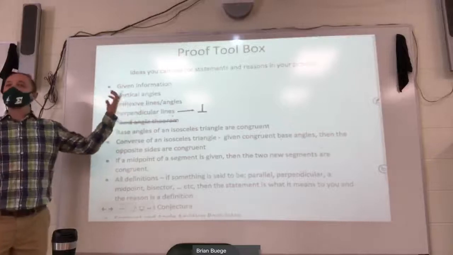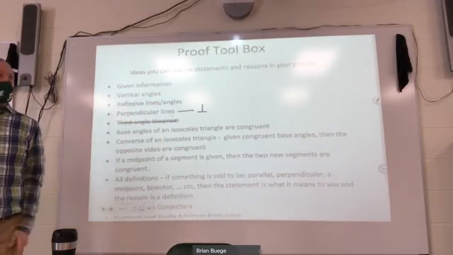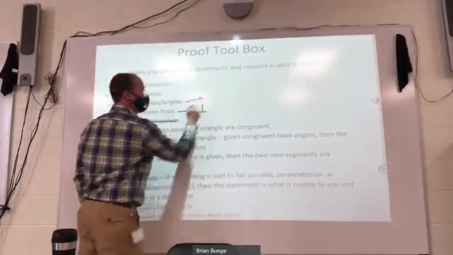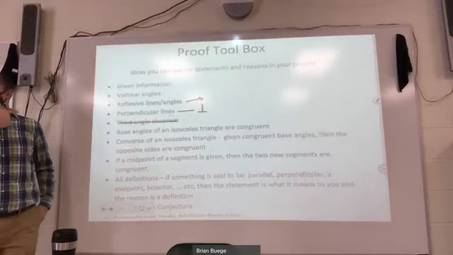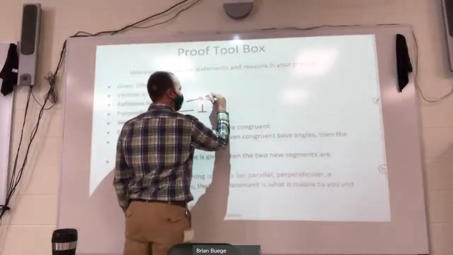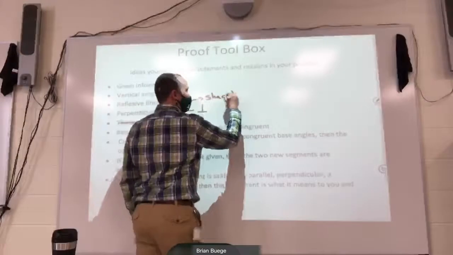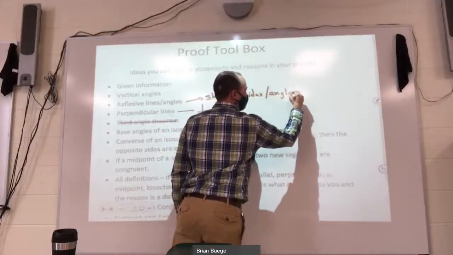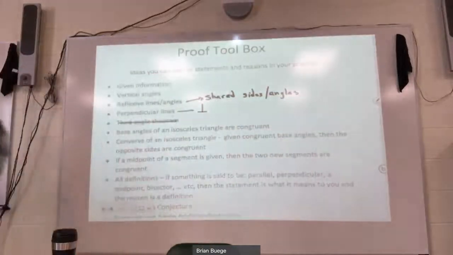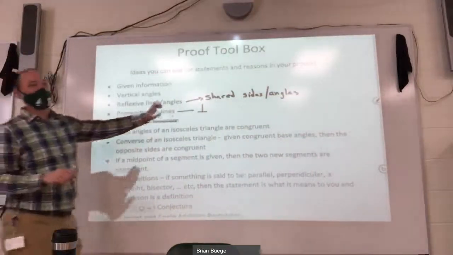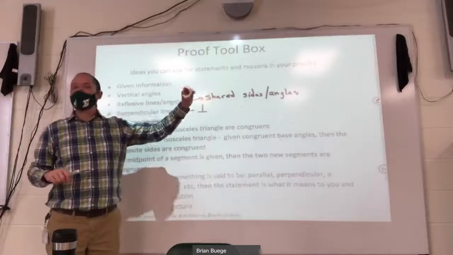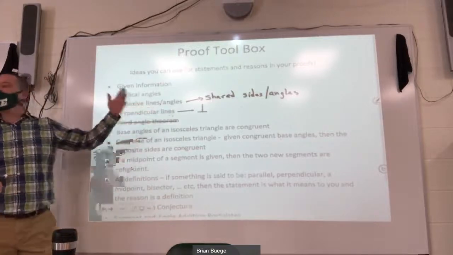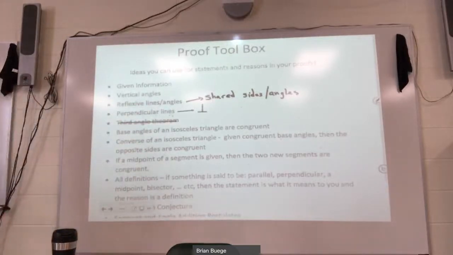Vertical angles, okay? You know that vertical angles are congruent. That comes up a lot. You want to look for those types of things. Right here, I'm going to add something to this. Reflexive lines or angles. Remember, that's the reflexive property. Those are the shared sides or angles, okay? Shared sides/angles. And I'm okay if, when you do a proof, you just want to put down that it's a shared side, or if you want to put down that there's a shared angle, I'm perfectly fine with that. If you'd rather just put down the reflexive property, that's fine too, okay? So either or is fine.